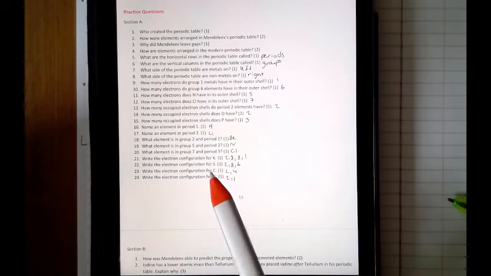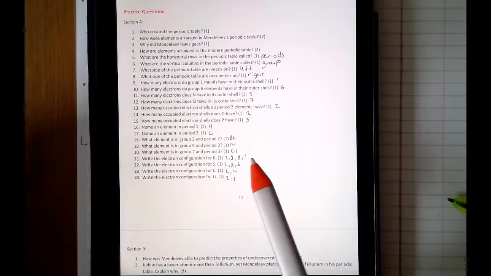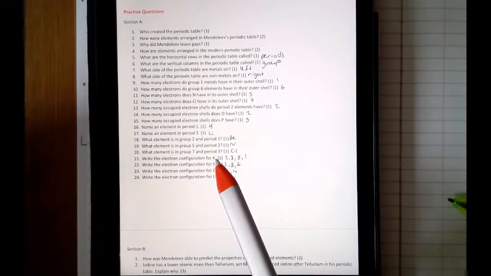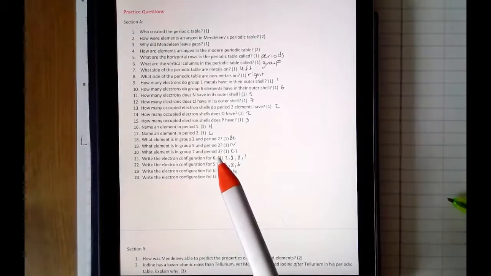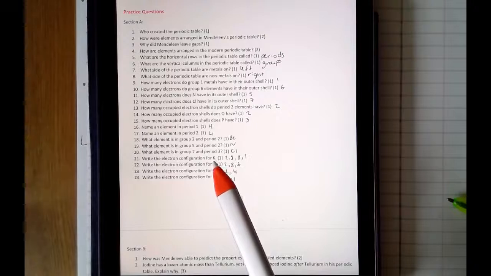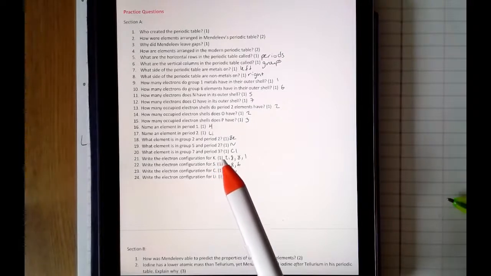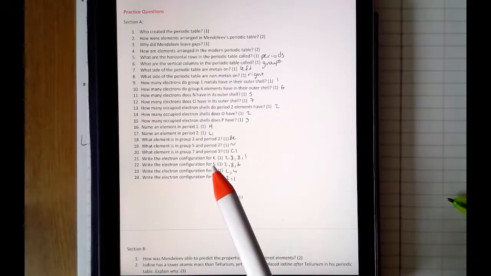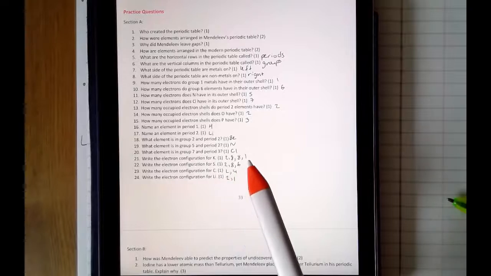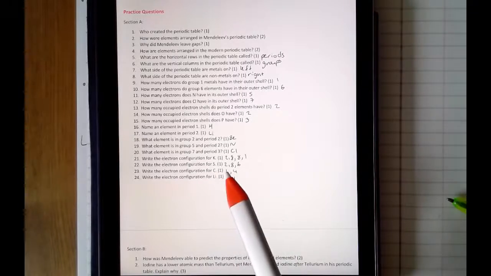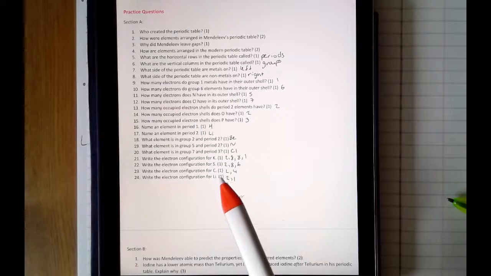Writing electron configuration, you don't need to draw out the shells, you just need to write how many electrons you would put in each shell. Potassium has got 19 electrons. Make sure you're using the right number from the periodic table when you're doing this. You're always taking the smaller number for electrons. So 2,8,8,1. Sulfur has got 16 electrons, so 2,8,6. Carbon has got 6, so 2,4. And lithium has got 3, so 2,1.